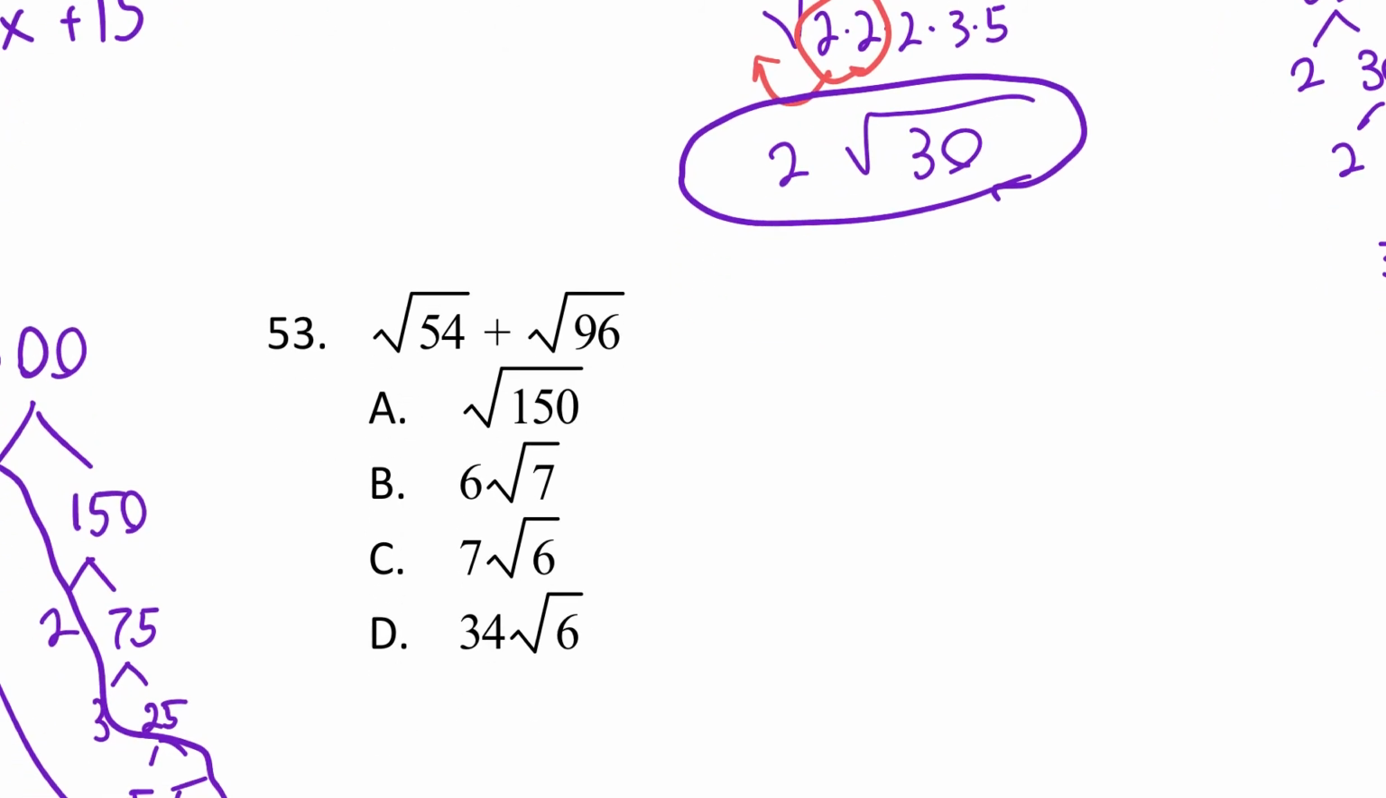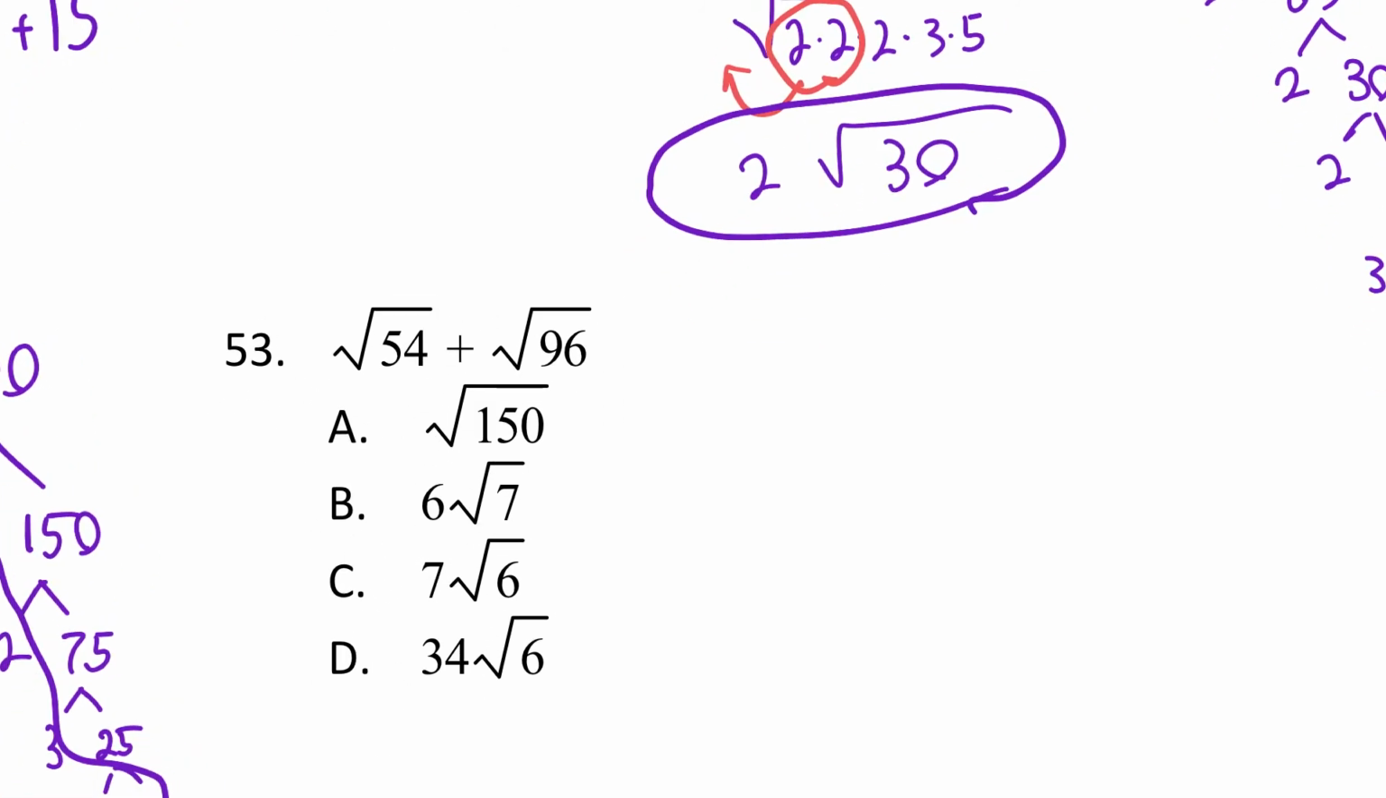Okay, now we're adding radicals. Oof. Now, in order to add radicals, they have to be identical radicals, and these clearly are not identical radicals. So first, we need to simplify them, and then we can add them.